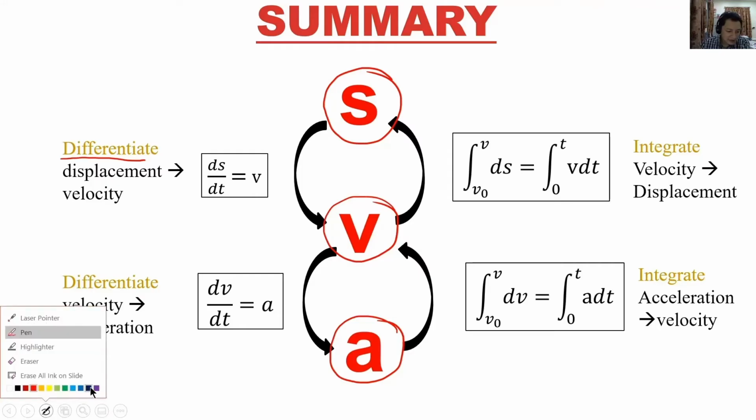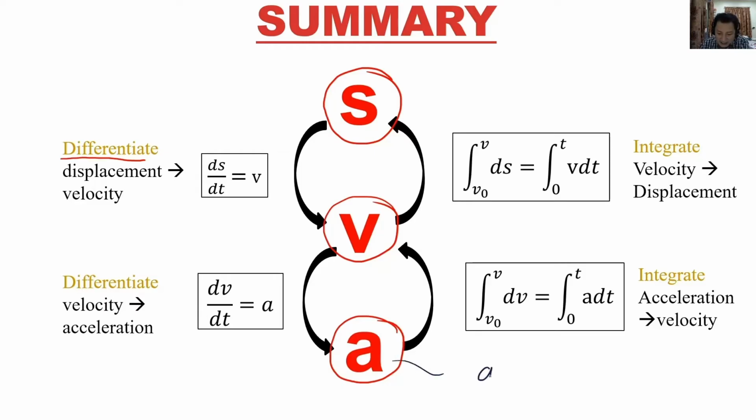And if you were to do it reversely, if you have data in terms of acceleration, for example, a is equal to 3t squared, this is a mathematical expression. If you have this data, you want to find out what is the velocity, you have to integrate.